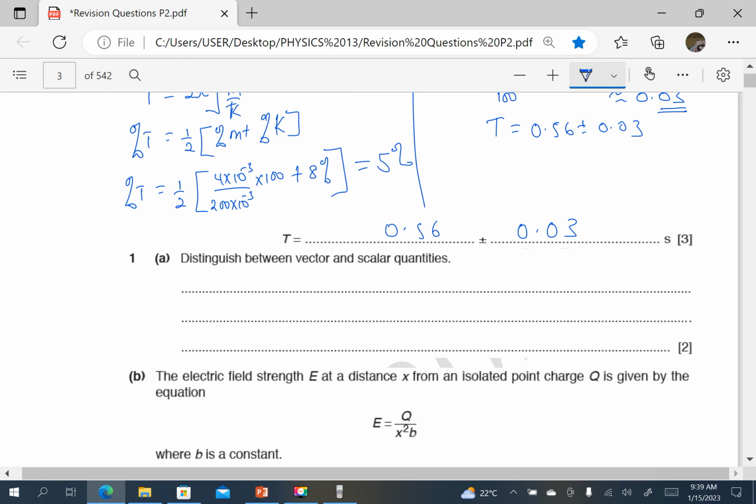Distinguish between a scalar and a vector. Of course, we know that a scalar has only magnitude. A vector has both magnitude and direction.